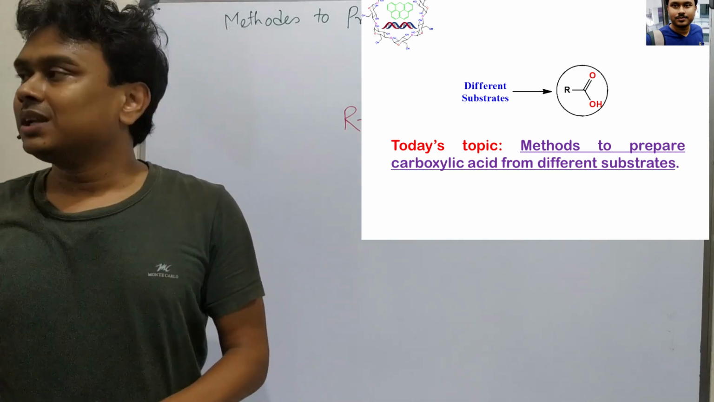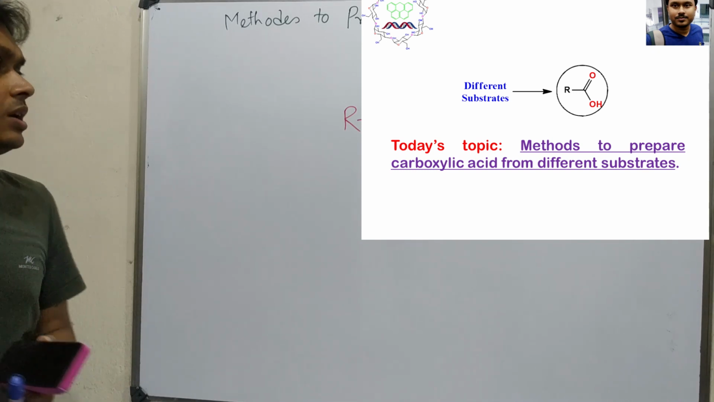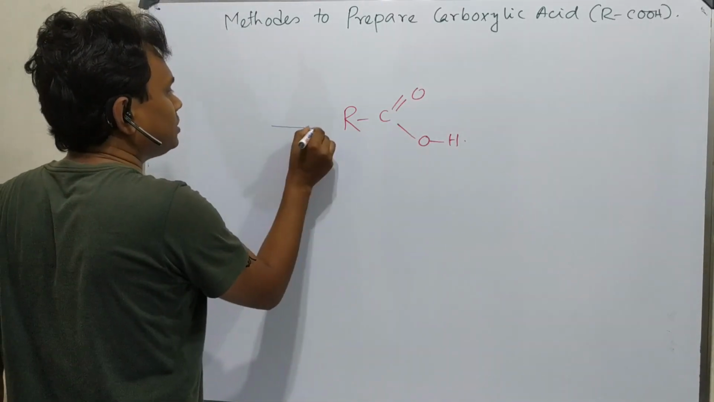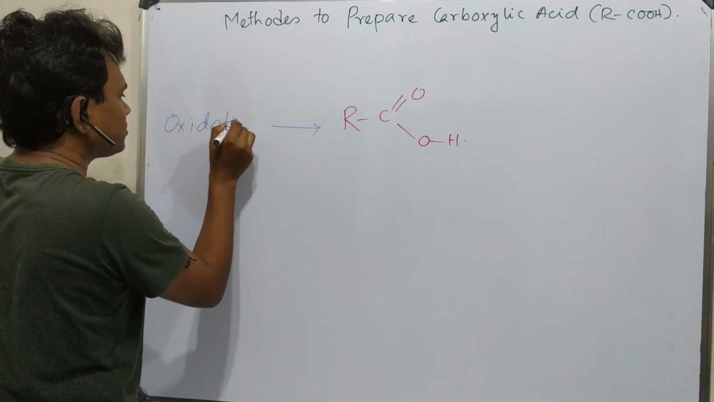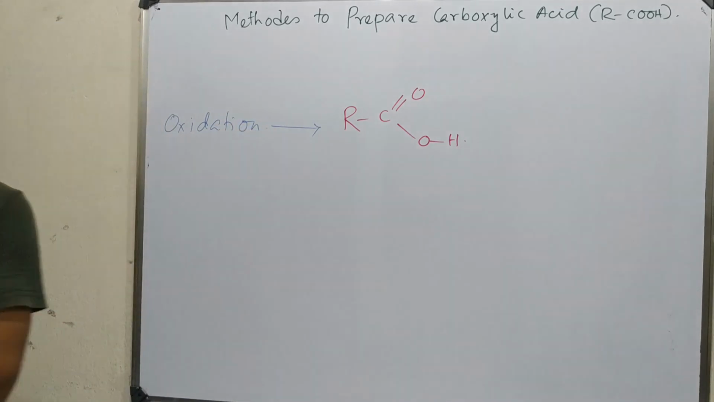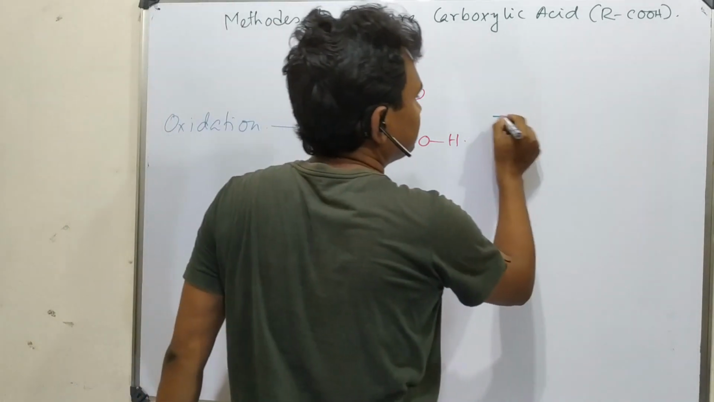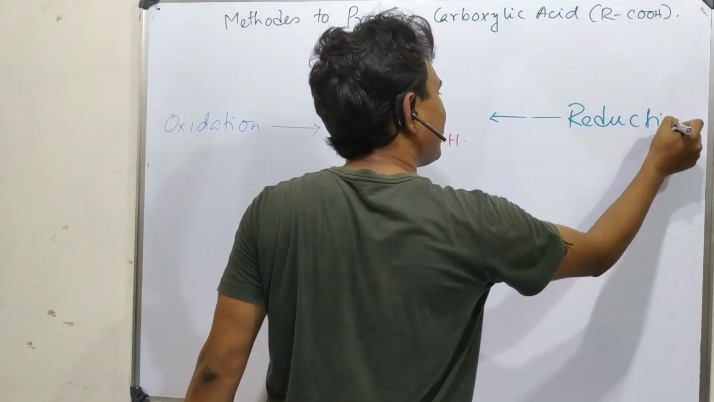Okay, so let's start. As you can see, carboxylic acid preparation could be achieved in many ways, for example oxidation. Carboxylic acid could be prepared by way of oxidation. Okay, so one part should be oxidation, another could be reduction. Why did I think about this?